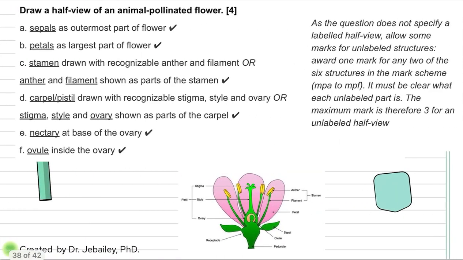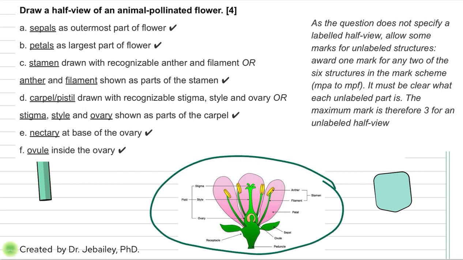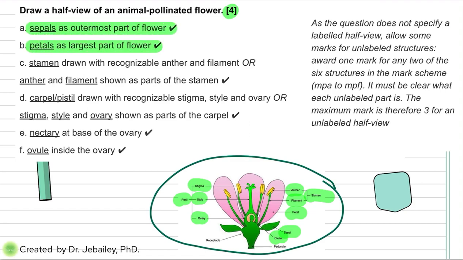So let's look at the mark scheme. Here is the picture, you can see, right? You don't have to target all of them, but mostly target the anther and the filament, which make the stamen, and the stigma, the style, and the ovary, which make the pistil, and carpel is the same thing. You can also have the petal right here, and the sepal and the ovule. You don't need to know the receptacle and the peduncle on this, but these ones are plenty of points. And you can see it's usually 4 points. So we've got the sepal, which is the outermost part of the flower. We've got the petals, which are the largest part of the flower.